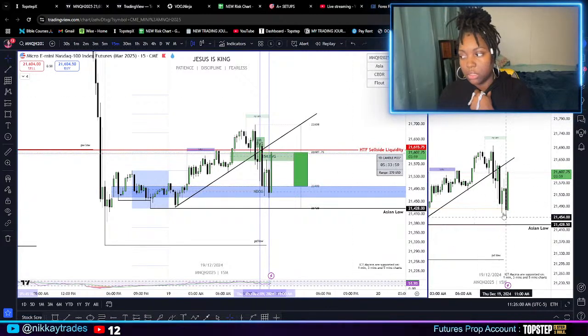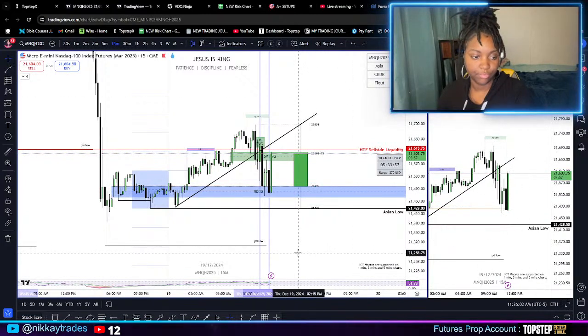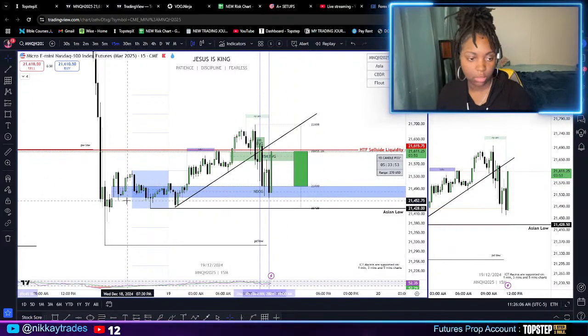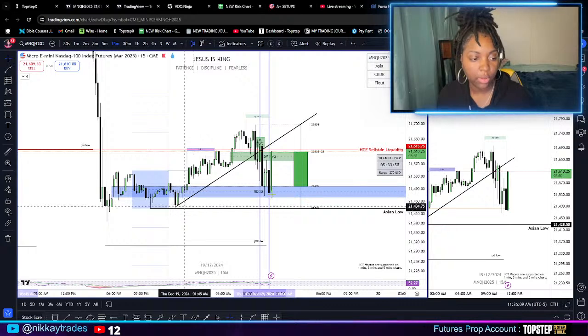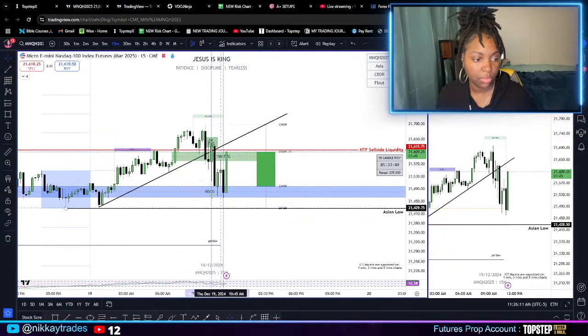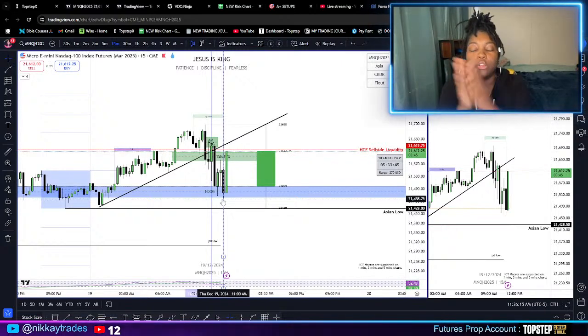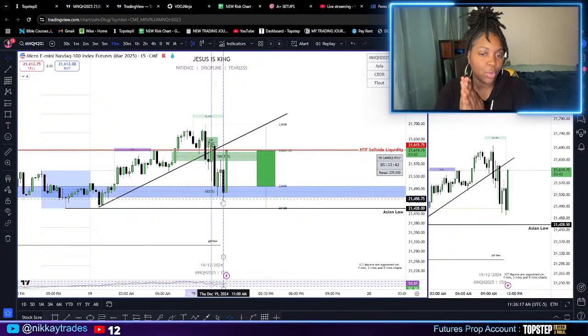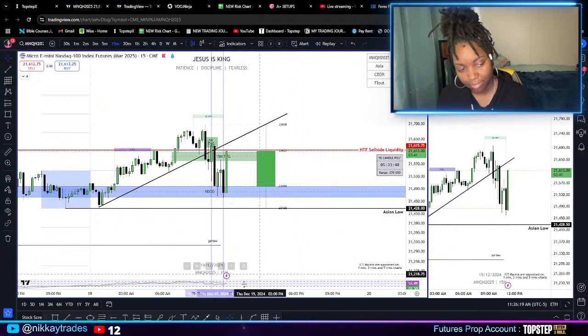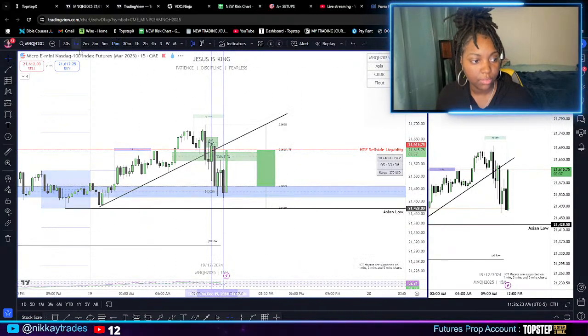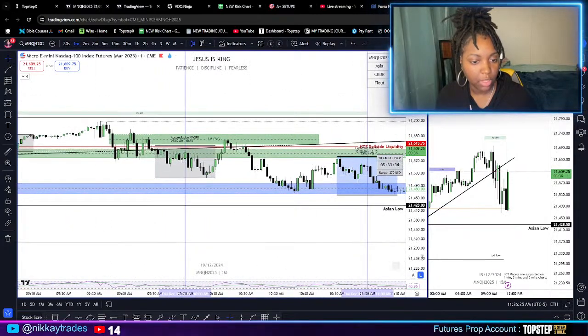Cause look at ES. It's the end dog, man. End dog giving all the trouble. It was right there. It was so close to that Asian low. So close. But I know a lot of people ate off of that drop, though. A lot of people ate off of that.